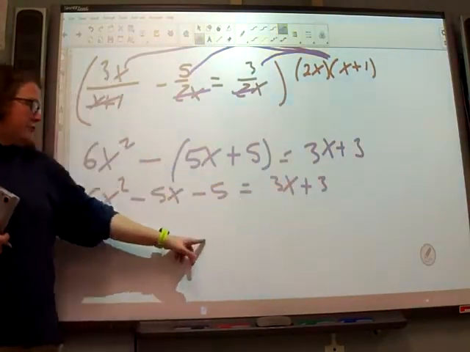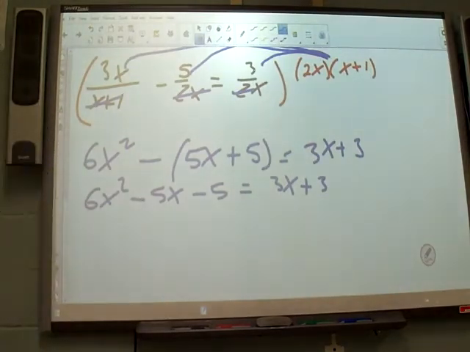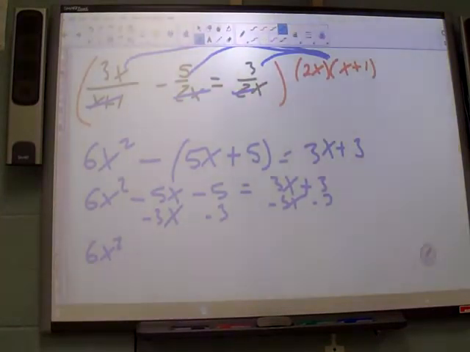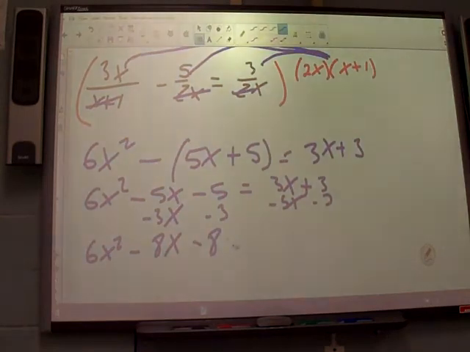So we need to move the 3x over, and we need to move the 3 over. Okay? So I'm going to subtract 3x from itself and its buddy, and I'm going to subtract 3 from itself and its buddy. So I'm going to have 6x squared minus 8x minus 8 is equal to 0.